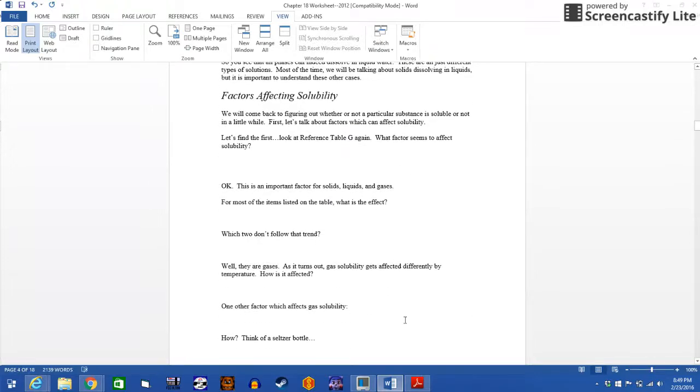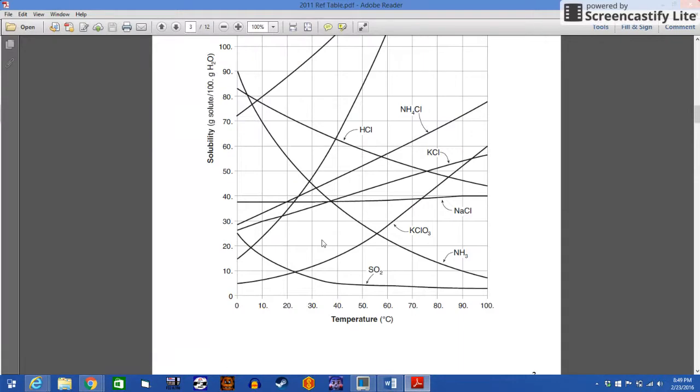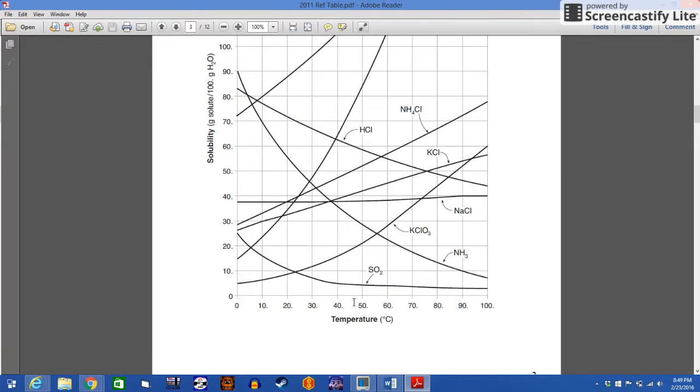Look at reference table G. And again, I'm not trying to be a rocket scientist here. Can you look at any factor on this table anywhere that seems to affect solubility? If you can see anything, write it down. There is one clear factor that affects solubility.